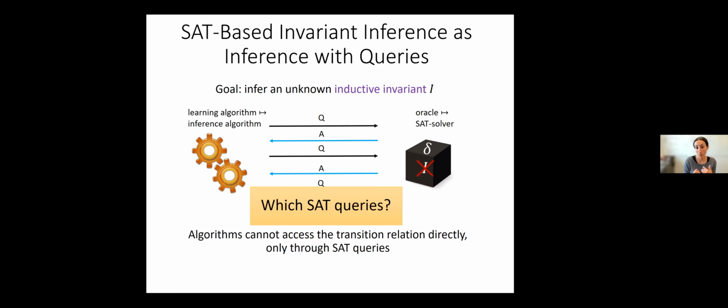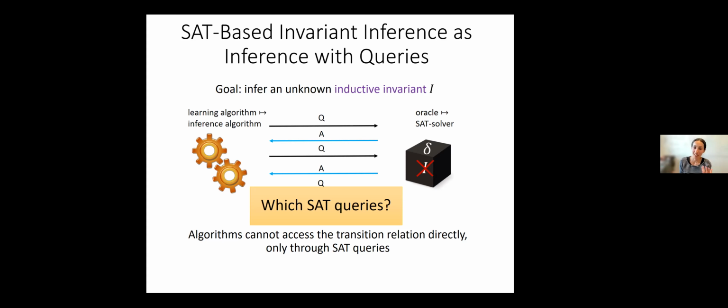So we said that we might as well think of a model, and as I will mention later, this model does capture existing algorithms. A model where the inference algorithm just cannot use the transition relation itself. It can only do it through the SAT solver. This was basically our attempt to find some characteristic of existing SAT-based algorithms.